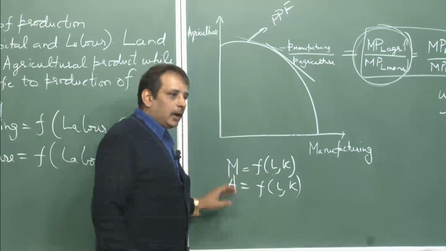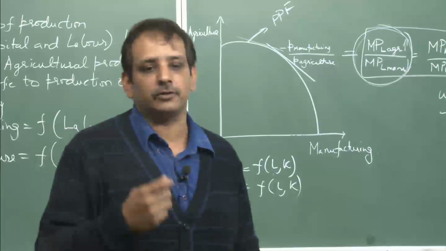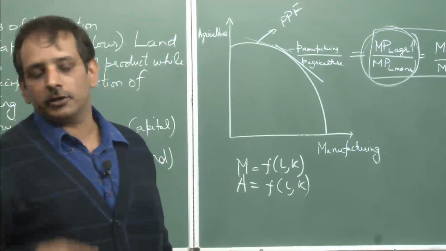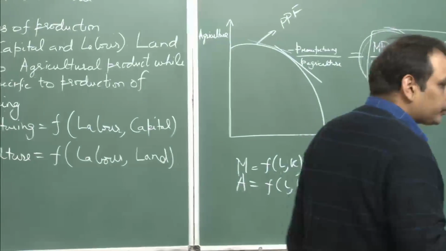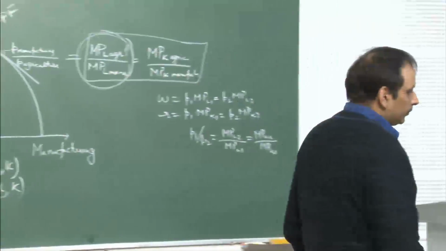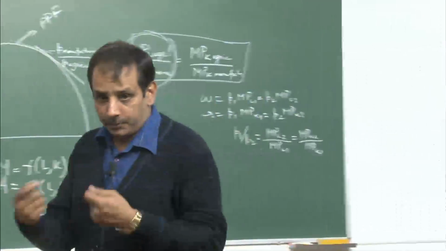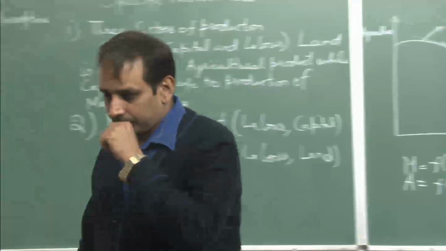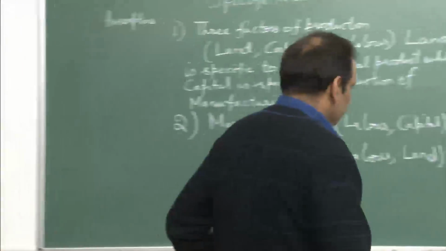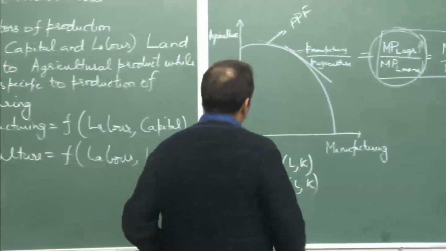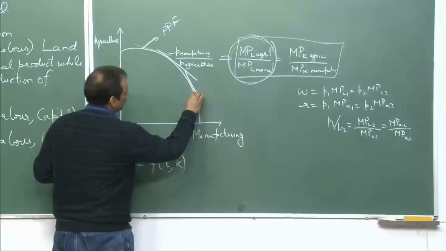Okay. Now, if trade has to take place, the relative price of manufacturing has to go up. Why? Because in that case only exporters will export the good. Only when they get higher price for their manufacturing product, then only they will export the good. So, then you move from here to say a point like this.